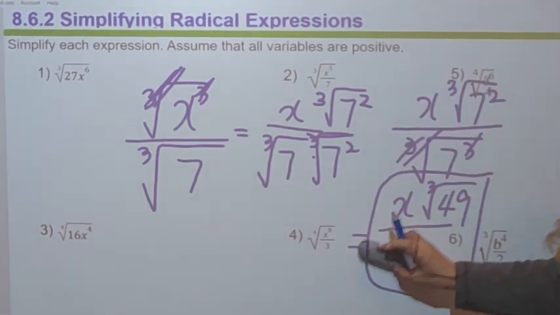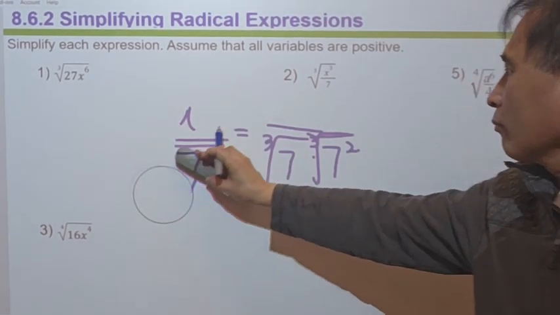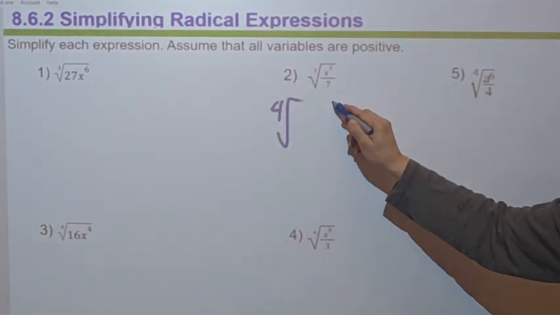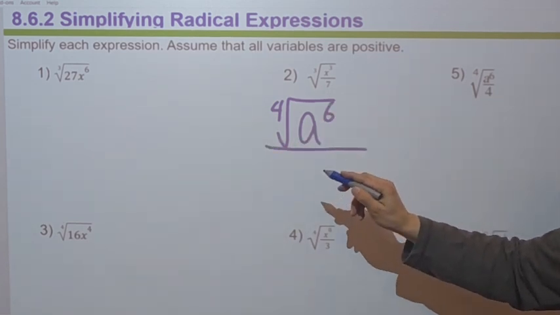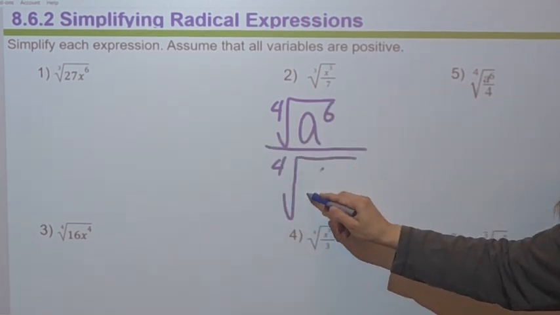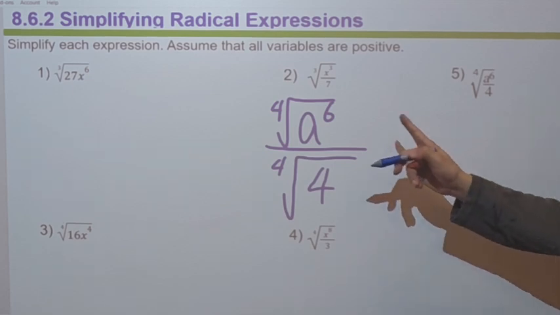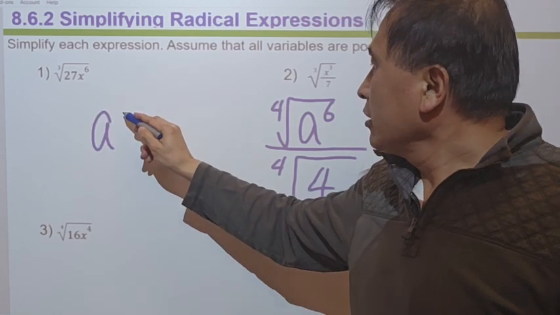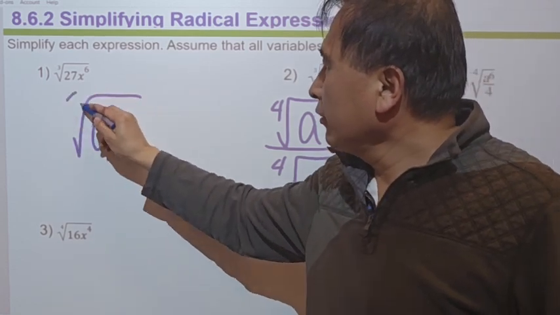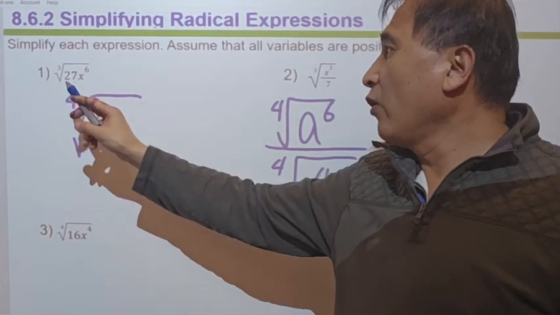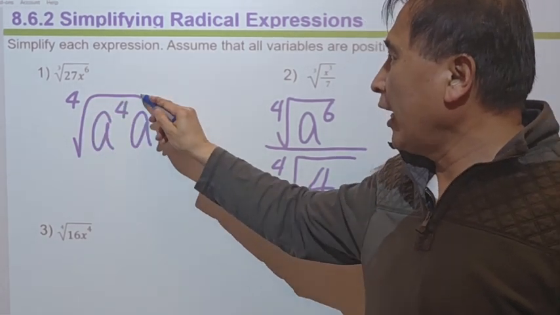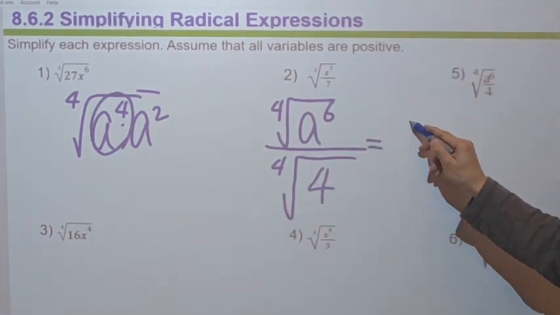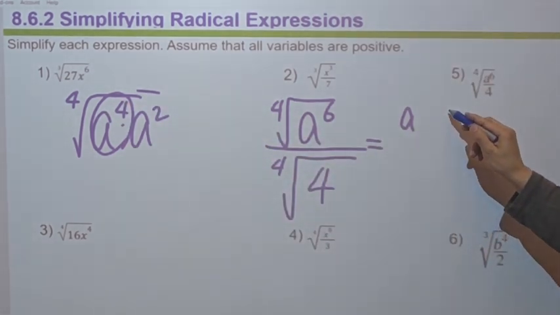Just one more. Here, the fourth root of a to the sixth power over the fourth root of 4. With a to the sixth power under the fourth root, anything to the fourth power can go out. So I can change a to the sixth power into a to the fourth power times a to the second power. The a to the fourth can go out as a, and the other one cannot go out.